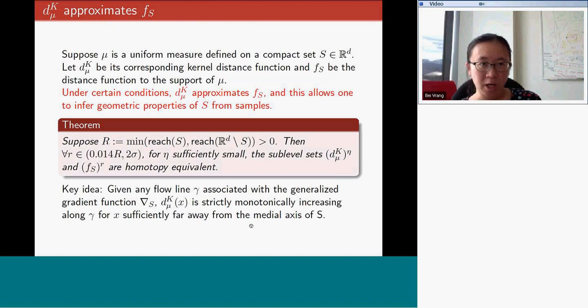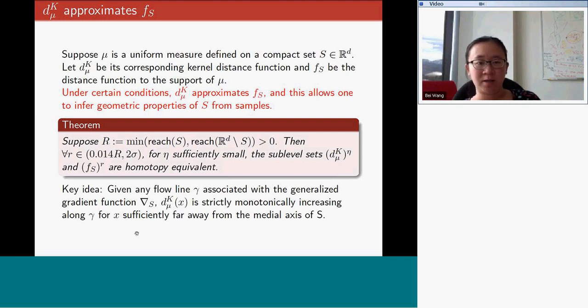The first property is that the kernel distance approximates the true distance with some nice threshold. What we mean here is that, suppose my mu is a uniform measure defined on a compact set, mu k is my kernel distance, and s is my distance to the support of mu. Then under certain conditions, the kernel distance approximates the distance to the object itself, with some constraints on the reach of the space, and the sublevel sets of my distance function at a certain threshold are also equivalent.